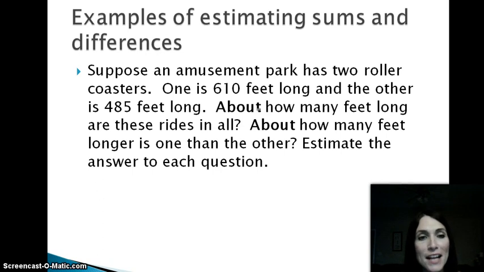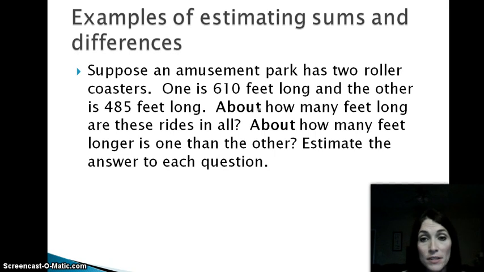Suppose an amusement park has two roller coasters. One is 610 feet long and the other is 485 feet long. About how many feet long are these rides in all? About how many feet longer is one than the other? Estimate to answer each question.